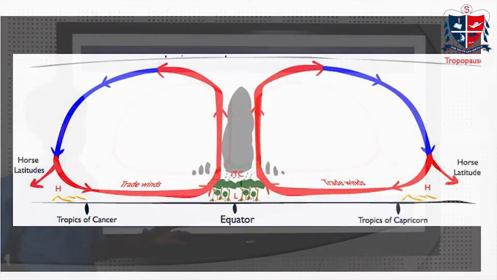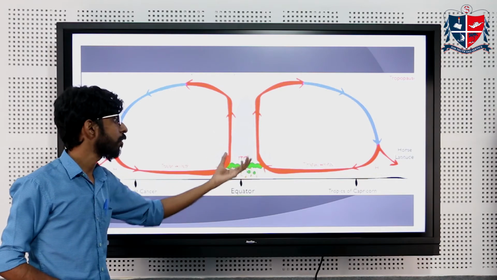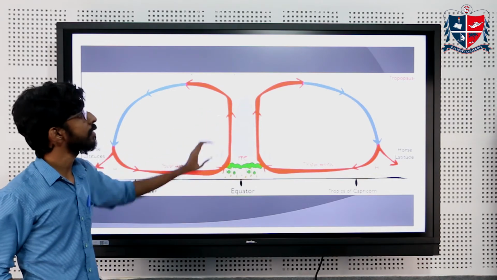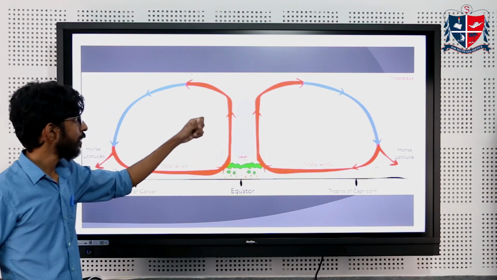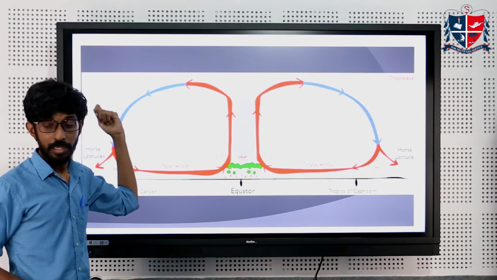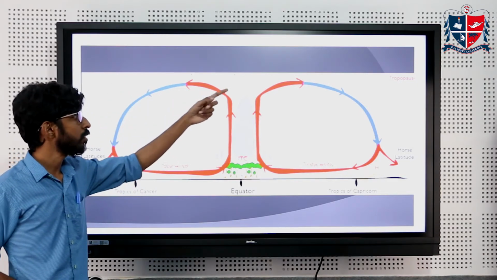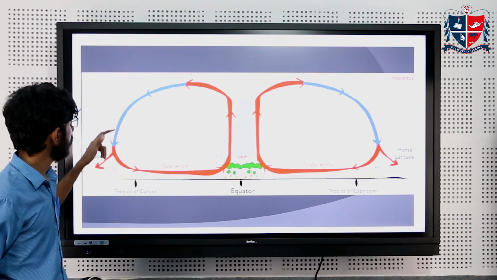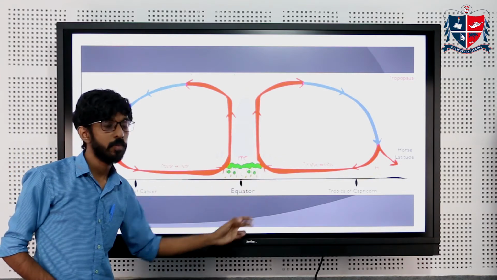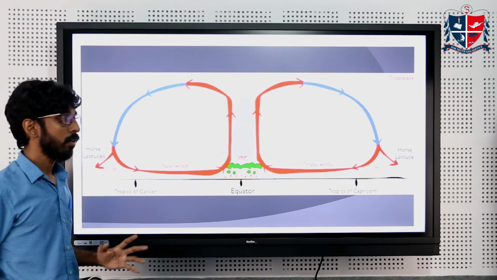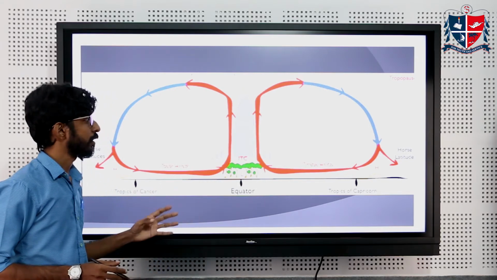As Hadley predicted, the sunlight will be more here and the air will rise up. And once it rises to around 10 to 12 kilometers, it will start moving to the polar region. But it won't reach the polar region; around 30 degrees, or around 20 to 30 degree latitudes on both sides, it will cool and sink down. And once it reaches the surface, it will move back to the equator. There are a couple of features that are visible on the planet because of this effect.